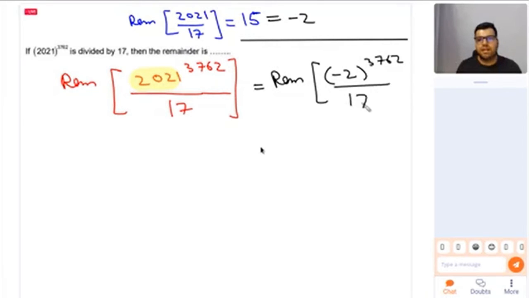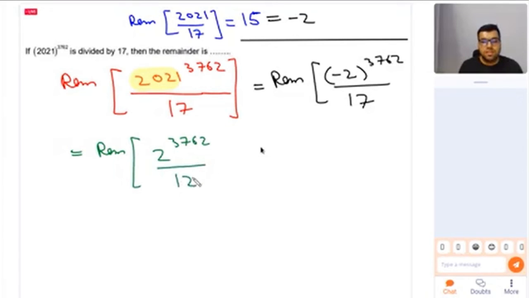Great. Now the good thing is 3762 is even, so minus 1 raised to an even power is 1. This becomes remainder of 2 raised to power 3762 with 17. Now students, find the power of 2 closest to 17 or a multiple of 17. It is visible to us: 2 raised to power 4 is 16, so 16 is minus 1 away from 17.